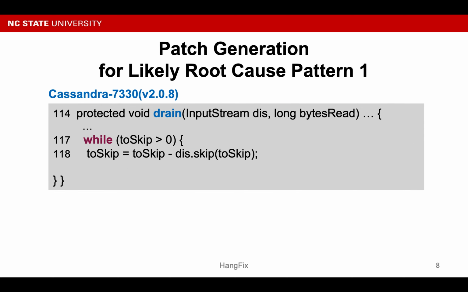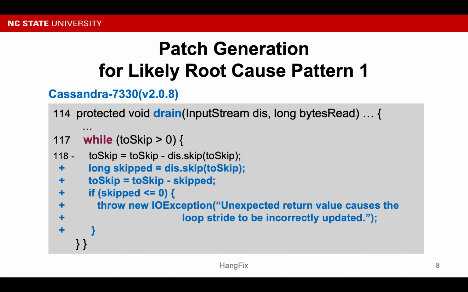To patch this Cassandra bug, we insert checkers for the return value of the skip function. We use a local variable, skipped, to store the return value of the skip function. After analyzing the loop body, we infer that if the return value is non-positive, then the infinite loop happens. Therefore, we insert a checker that says if the skipped variable is non-positive, we throw an IO exception with a useful log message.